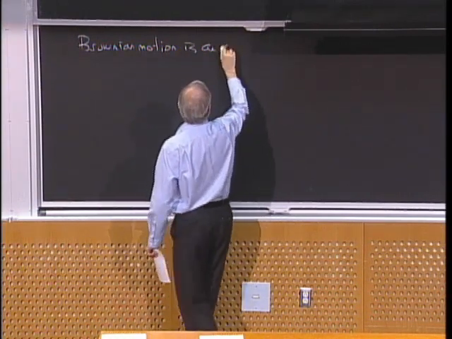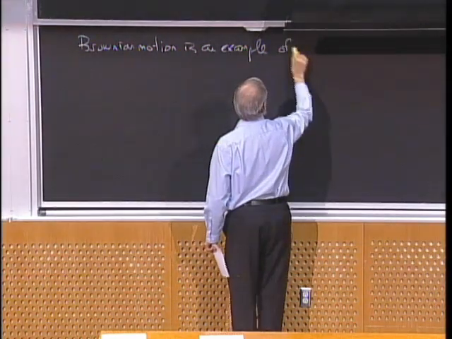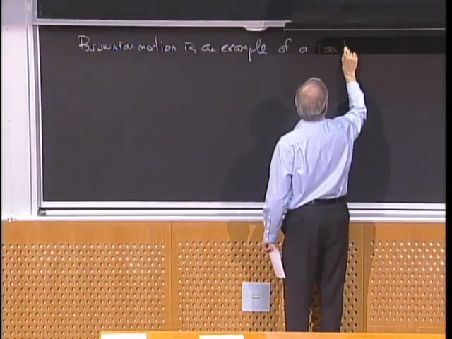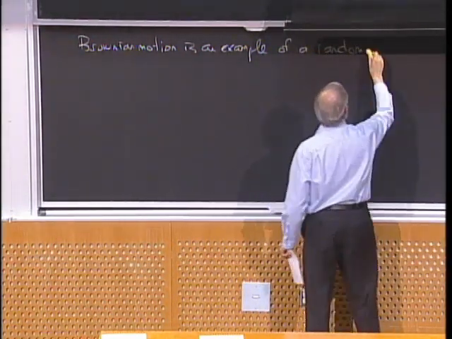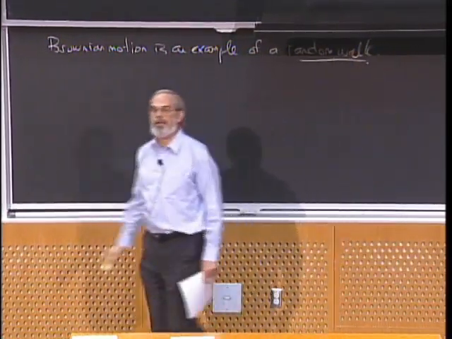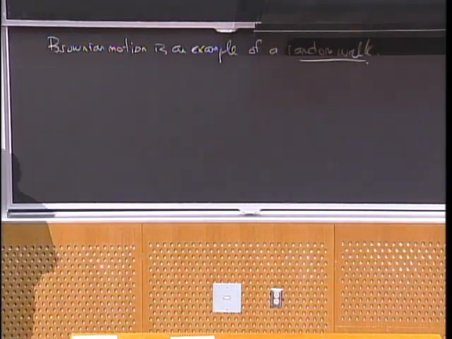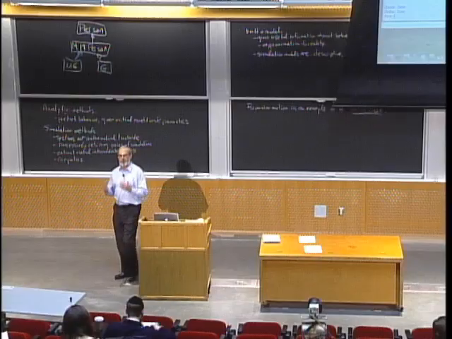is an example of a tool we're going to use a lot. It's an example of what we call a random walk. Okay? Random walks you're going to see all over the place. They're an incredibly useful way of building a simulation.